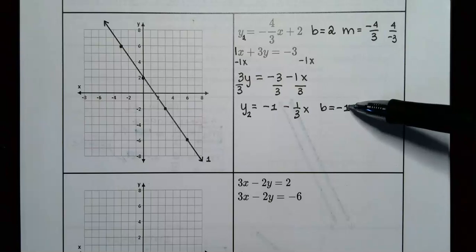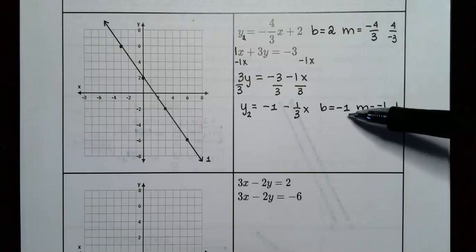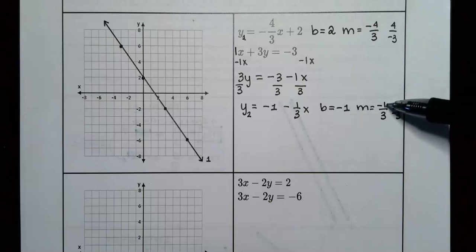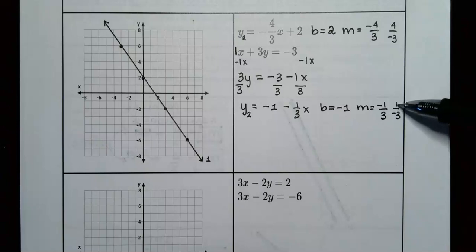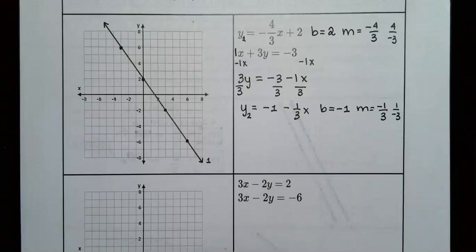So we're going to start at negative 1 on the y-axis. Then from there, we're going to go down 1 and to the right 3. And then we're going to do the reverse and go up 1 and to the left 3. So let's go ahead and graph that out.